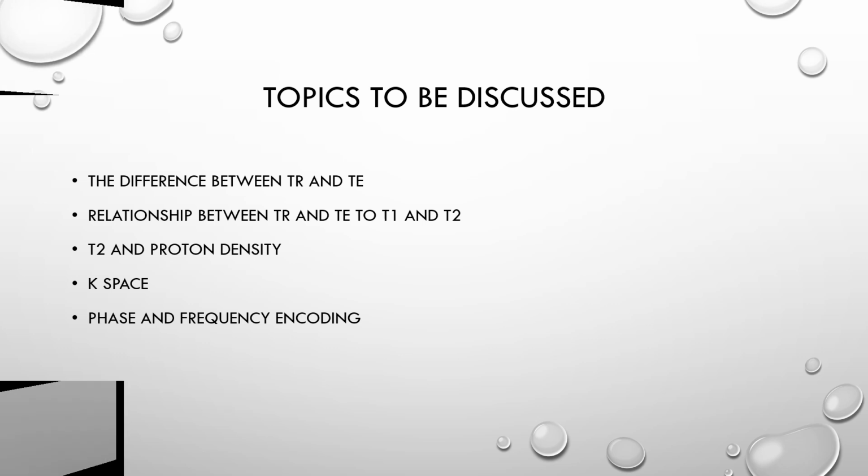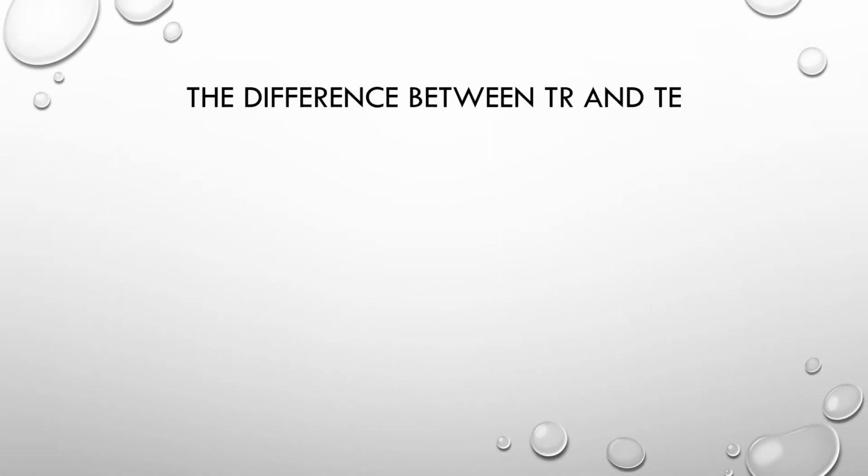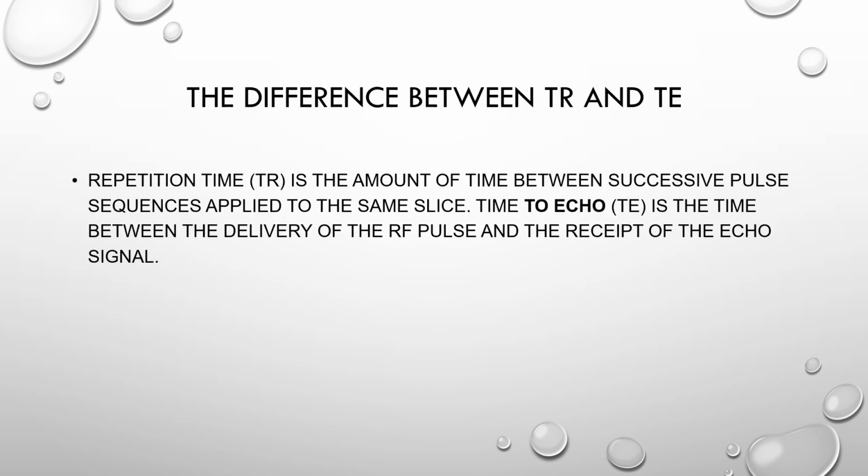So first is the difference between TR and TE. Repetition time or TR is the amount of time between successive pulse sequences applied to the same slice, while the time to echo or TE is the time between the delivery of the RF pulse and the receipt of the echo signal.